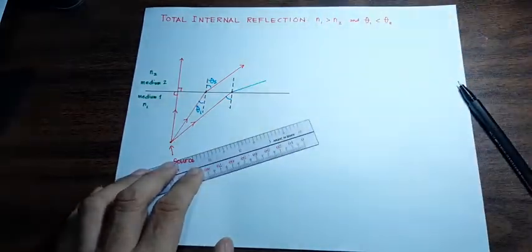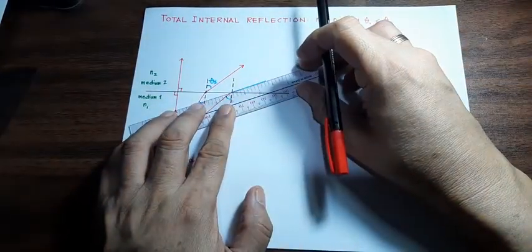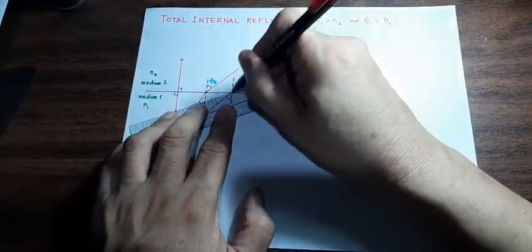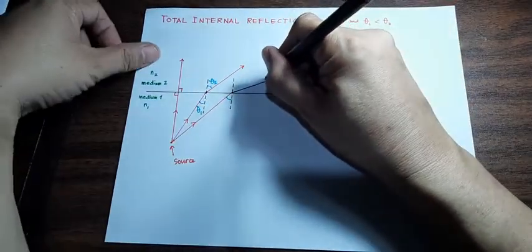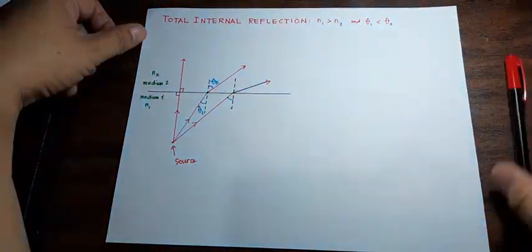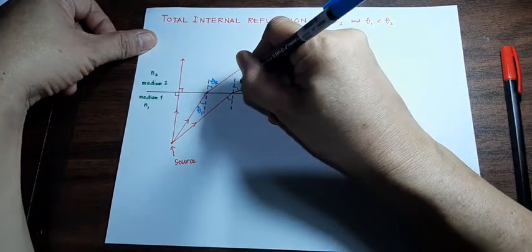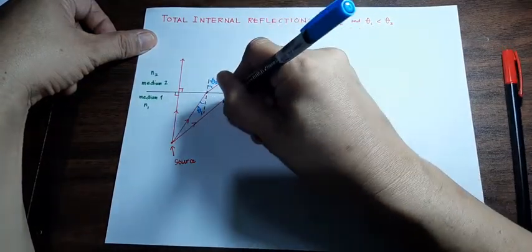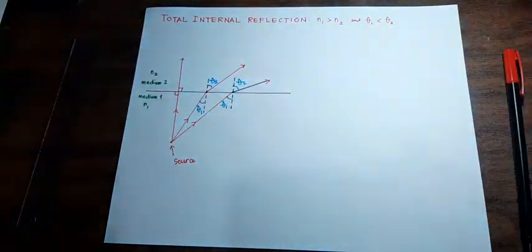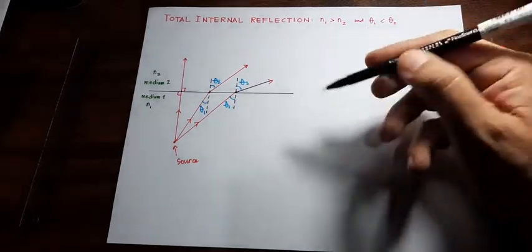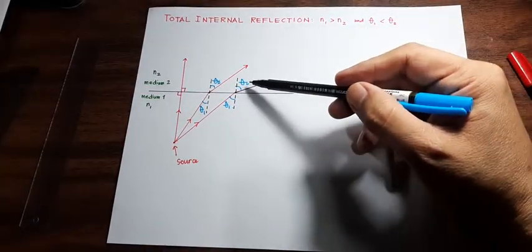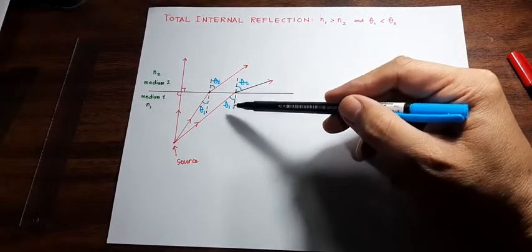Like that. Oops, I'm sorry, it's just the red. So that's the refracted ray. And this is the angle of refraction, angle 2, and this is angle 1. But take note that angle 2 is greater than angle 1.